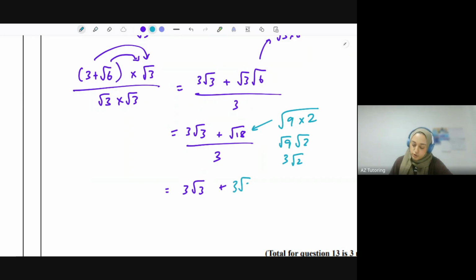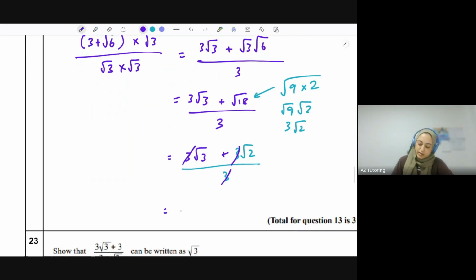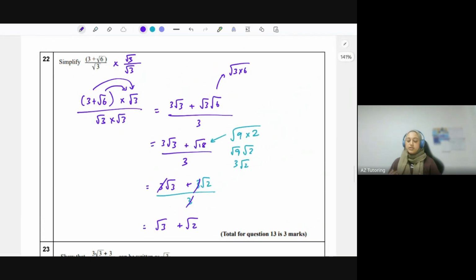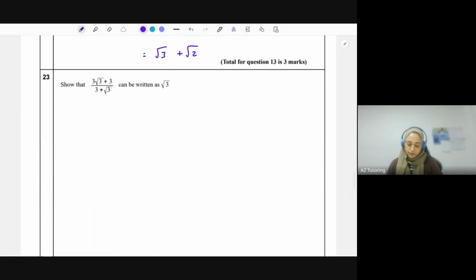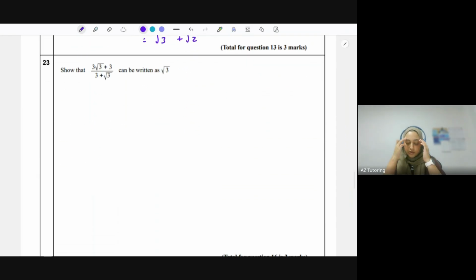So I get 3 root 2 over 3. And now I can cancel all these 3's out. So that's the reason why I did it. So my final answer is just root 3 add root 2. So a bit of a tricky one, because you have to kind of ask yourself some questions there as well.